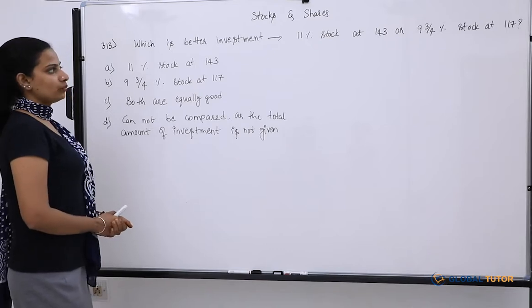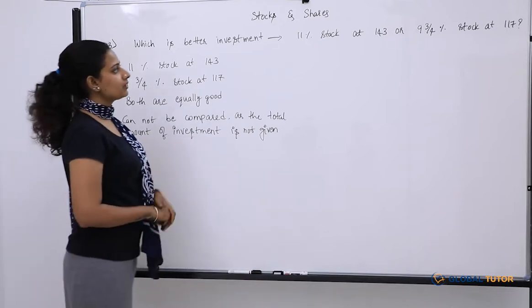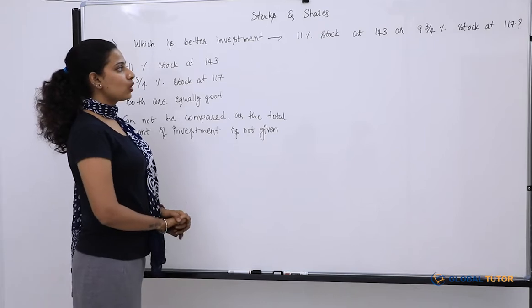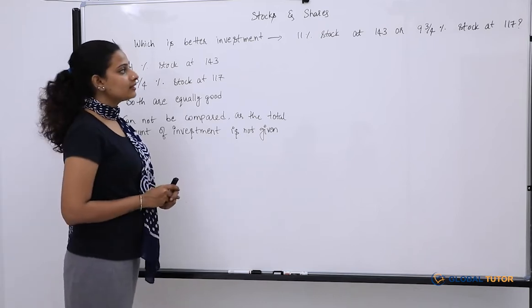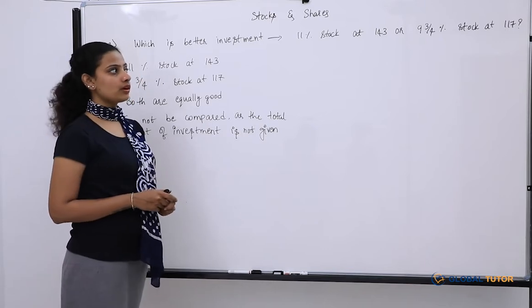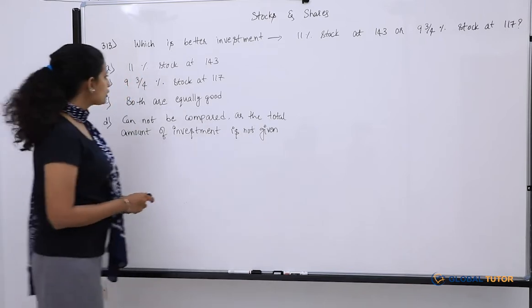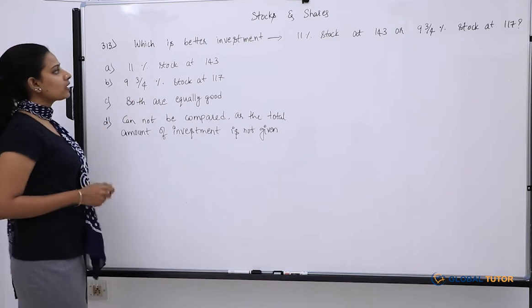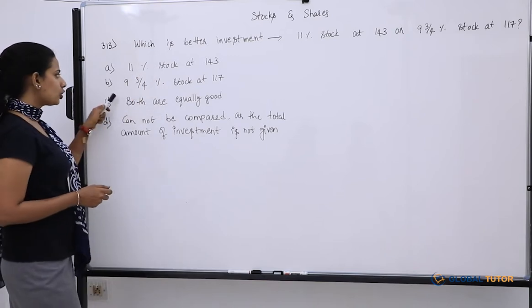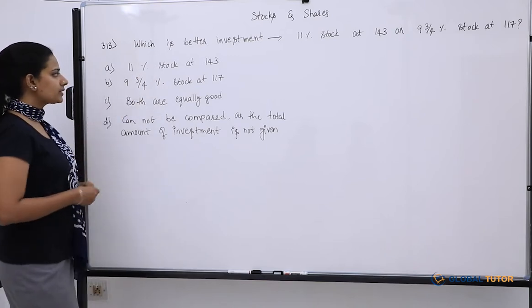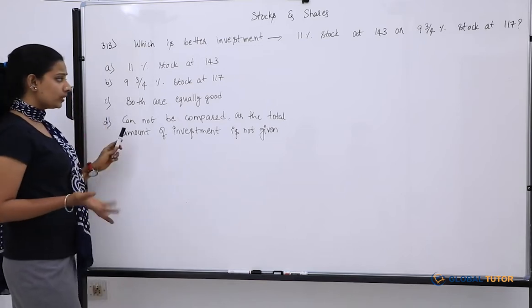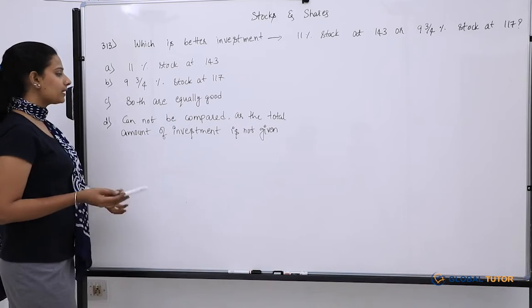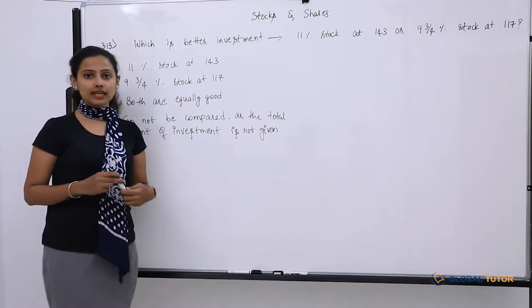Which is the better investment? We have two investments here. One is 11% stock at 143, or the second one is 9 3/4% stock at 117. The first option is 11% stock at 143. Second option, 9 3 by 4% stock at 117. Option C, both are equally good. Option D cannot be compared as the total amount of investment is not given.